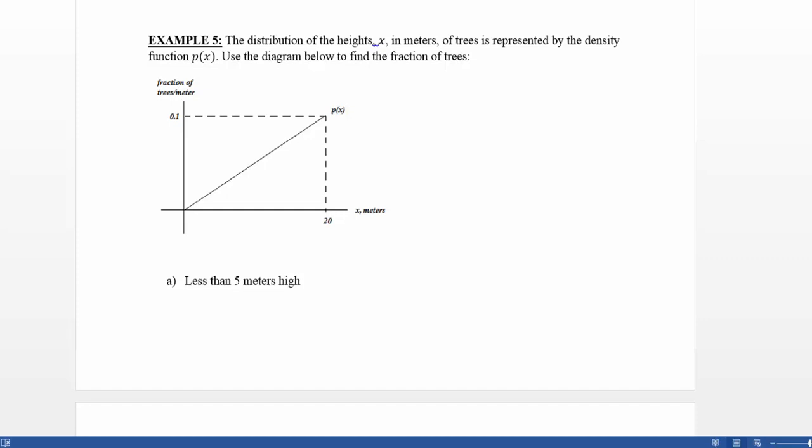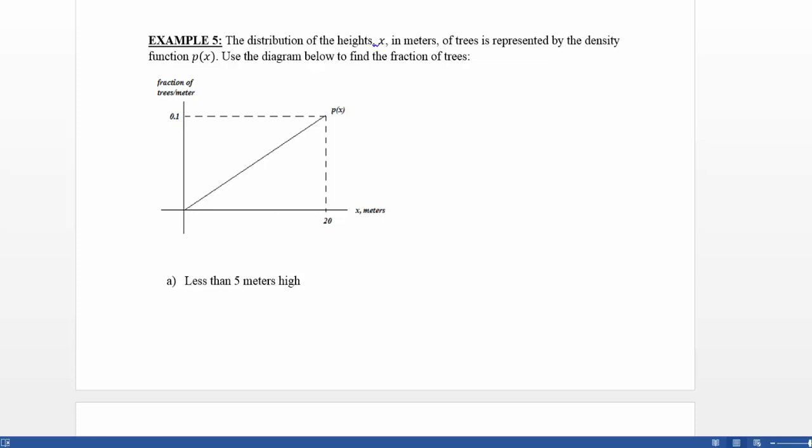So first we want to make sure that our two really important rules are satisfied. First, our function needs to be positive or 0. So here we can see that our density function is strictly above the x-axis, starts at 0 and goes as high as 0.1. So it's definitely not negative here. So that's good for us.